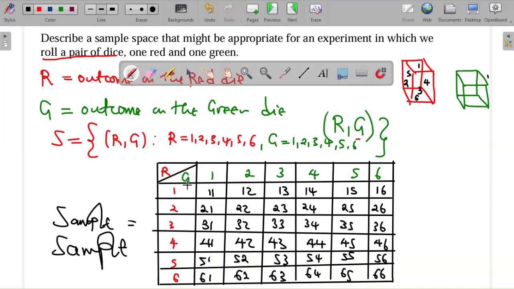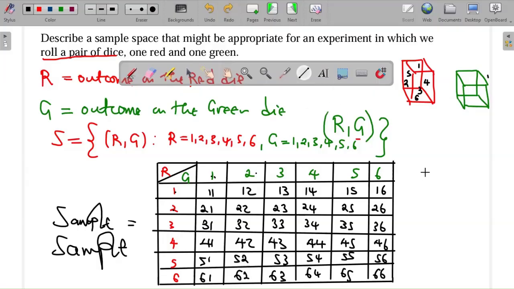The columns, we can say they are for the green ones, and the red, it's for the rows. So this is 1 and 1, no wonder here I have 1,1. Okay, this is 2 and 1, I have 2,1, just like that. Okay, so that's how we can easily describe the sample space for rolling a pair of dice.